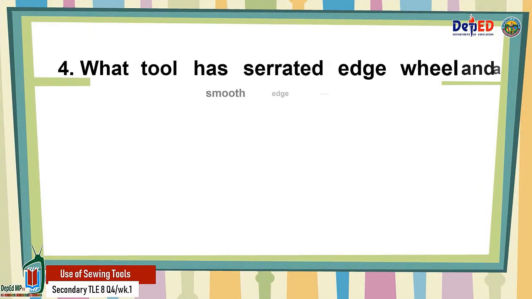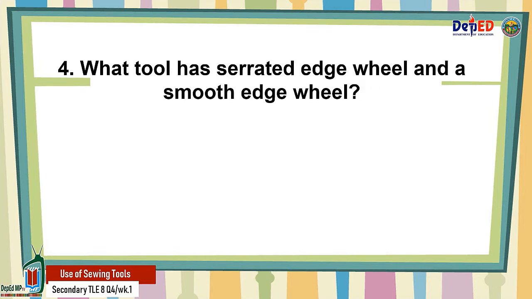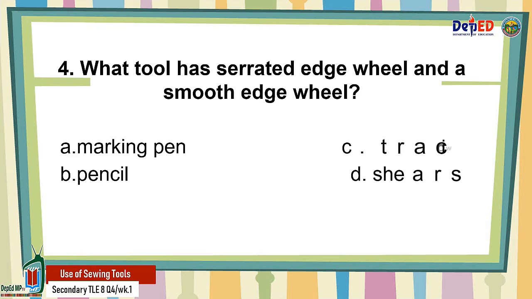Number 4. What tool has rated edge wheel and smooth edge wheel? Letter A. Marking pen. Letter B. Pencil. Letter C. Tracing wheel. And letter D. Shears.